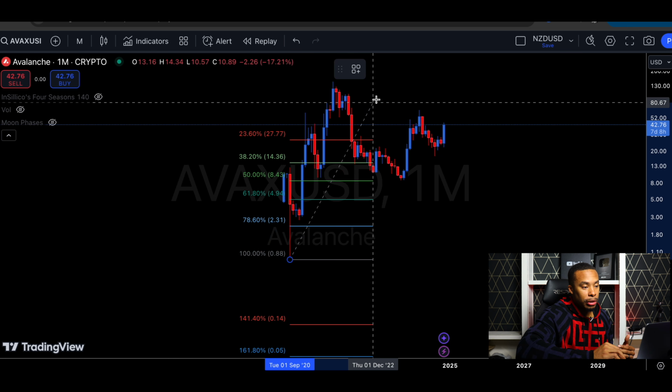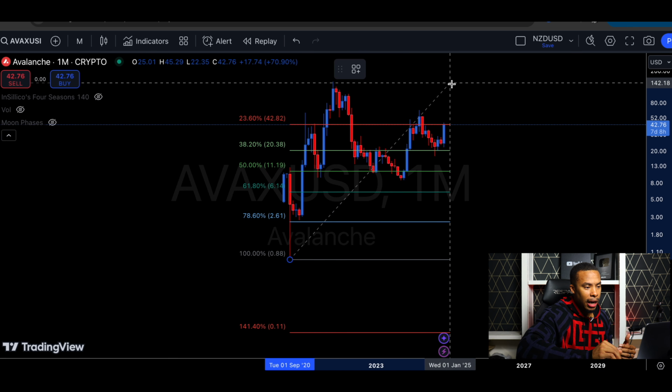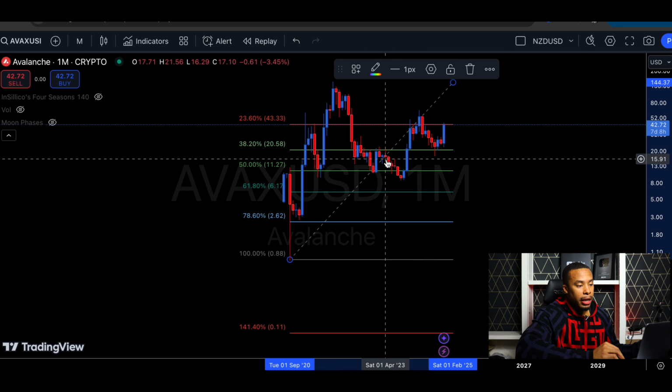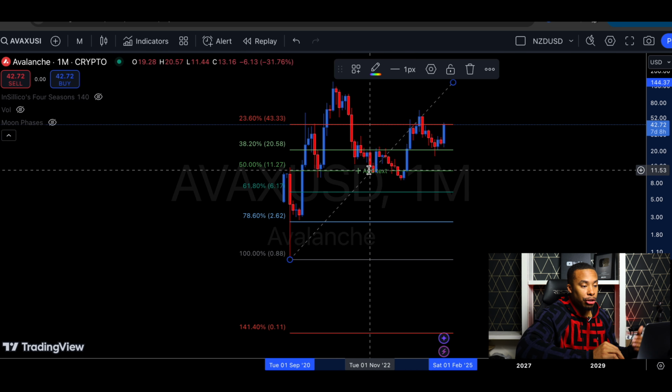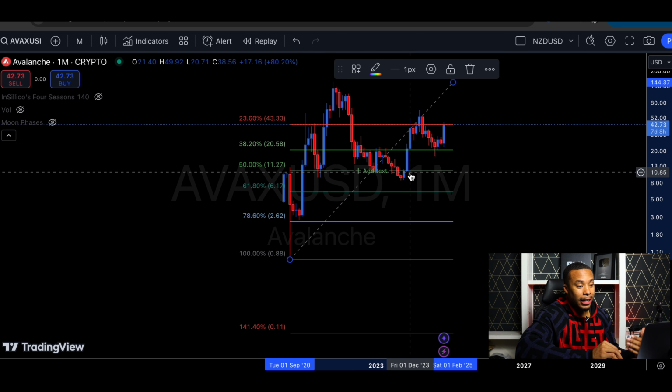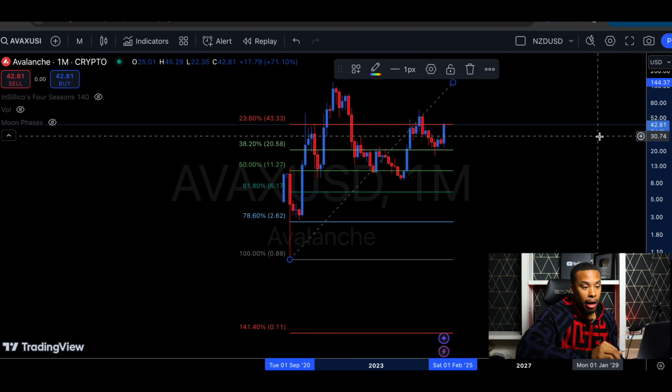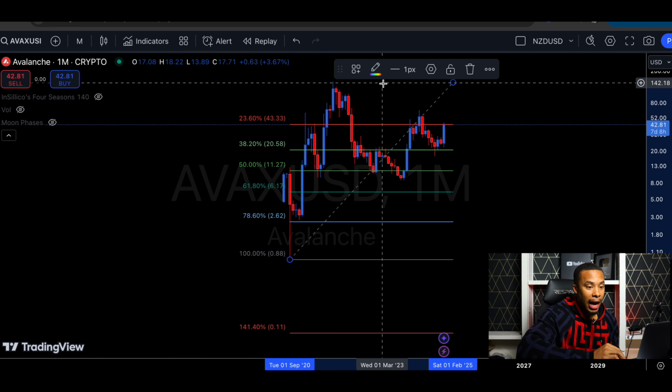So if we take this lowest low and go to this high. Now, for me, for entries, I always look for the 618. But again, 50% can always be in play. So we see that Avalanche has bounced off the 50 and it has started to make a move toward the highs. Now, currently we are at $42.73, with the highest being around $142.